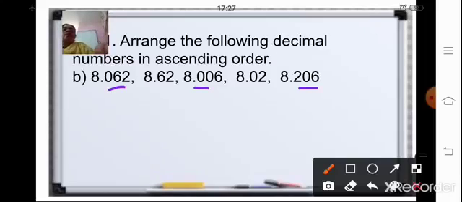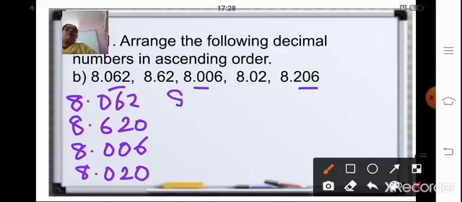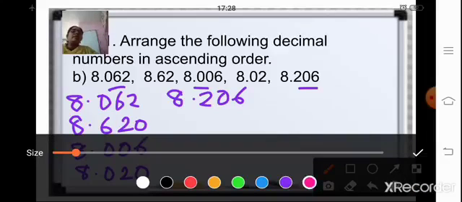So 8.062 will remain as it is. Then 8.62 will become 8.620. Then 8.006 also will remain as it is. Then 8.02 will become 8.020. And the last number will also remain as it is, that is 8.206. So now let us arrange these numbers in ascending order.